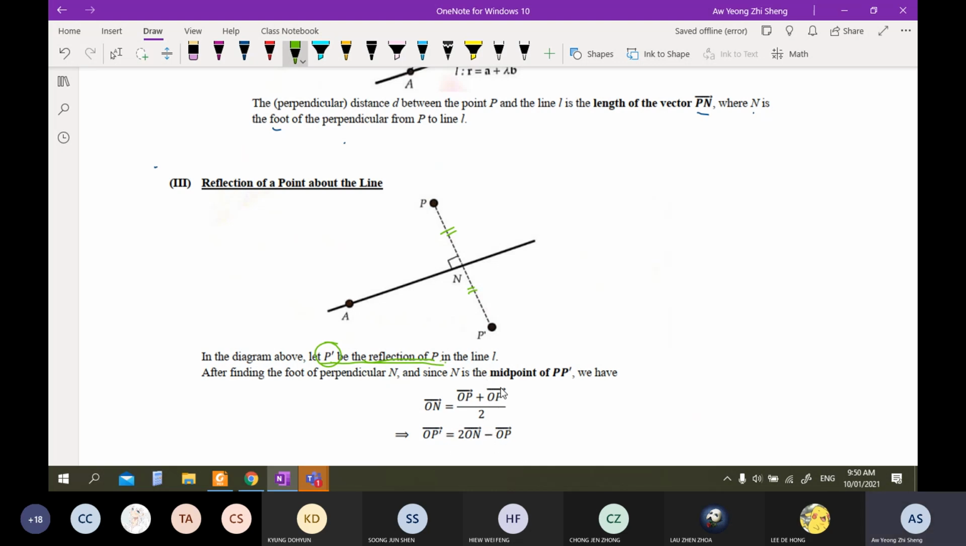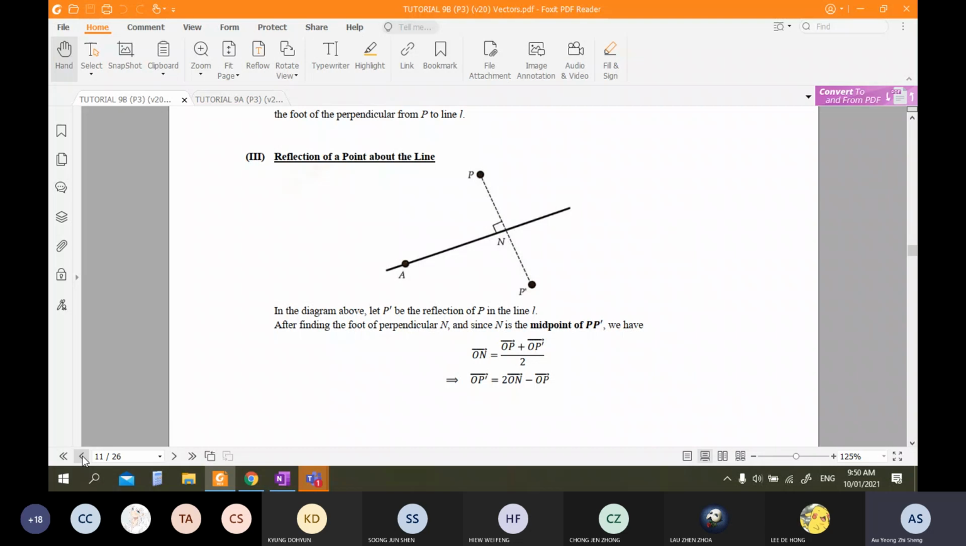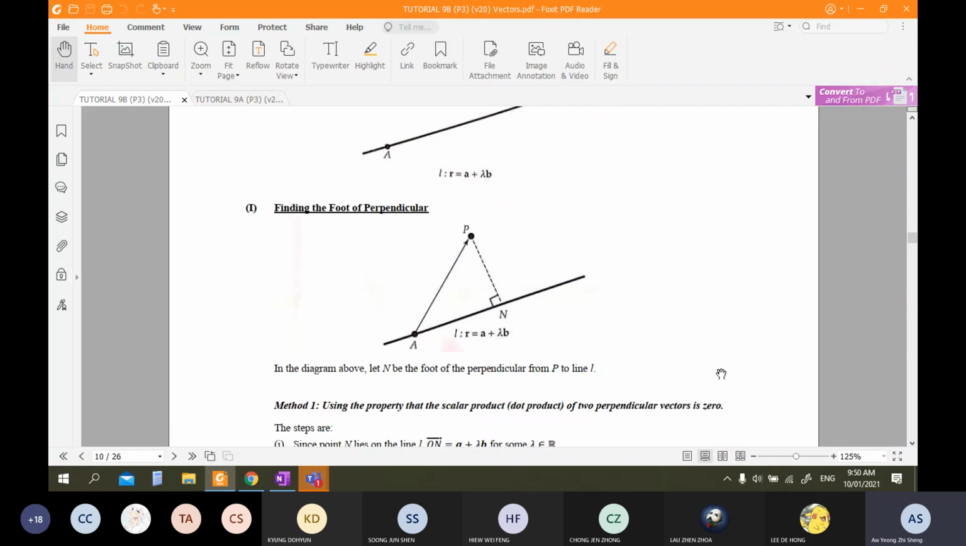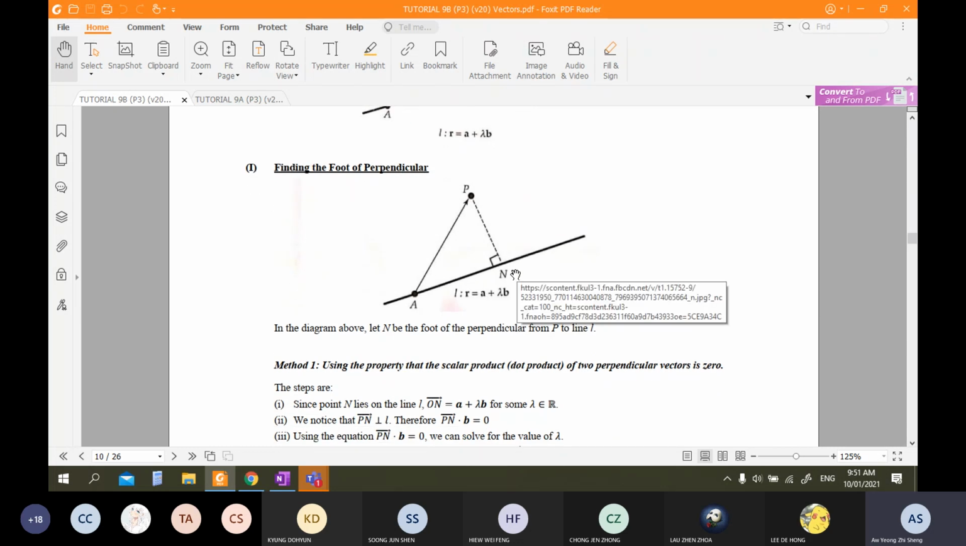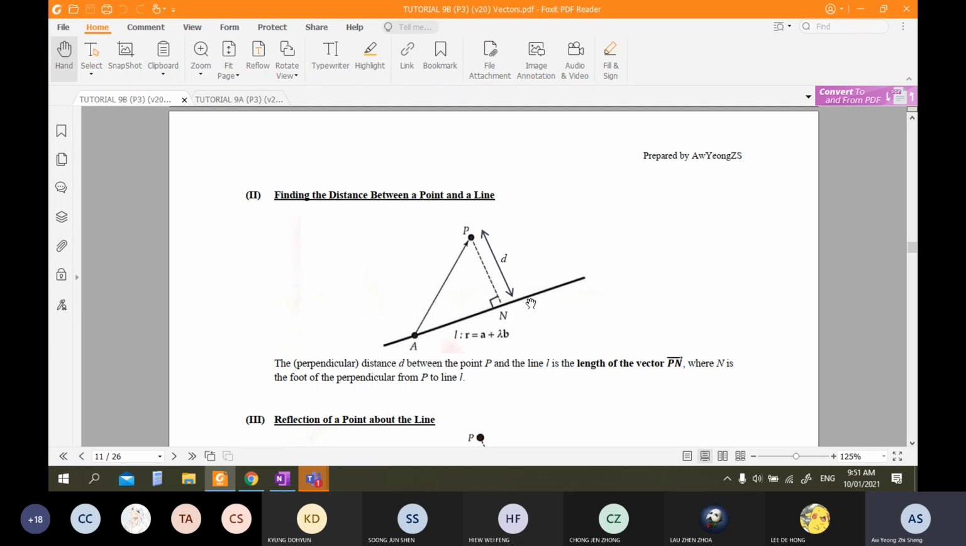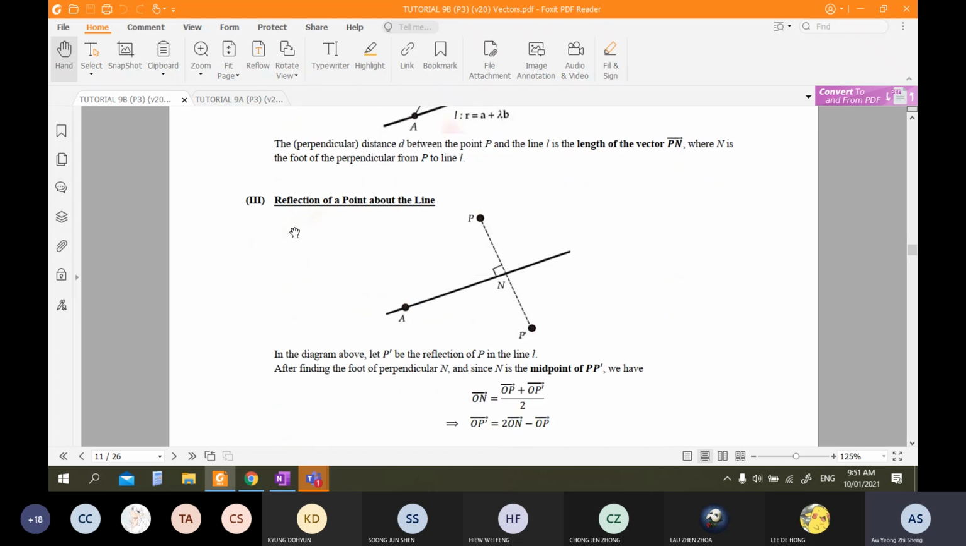So as a summary for these 3 things covered so far in pages 10 and 11, we cannot avoid finding the foot of a perpendicular. The first task is to find the foot of perpendicular itself. The second task is asking for distance between point and line, but still in the process, you need to first find the foot of perpendicular. And the third task that we cover here is reflecting a point about the line, and it will also involve you finding the foot of the perpendicular first. So the foot of perpendicular is very important in our syllabus, because all the 3 tasks here will involve finding the foot.